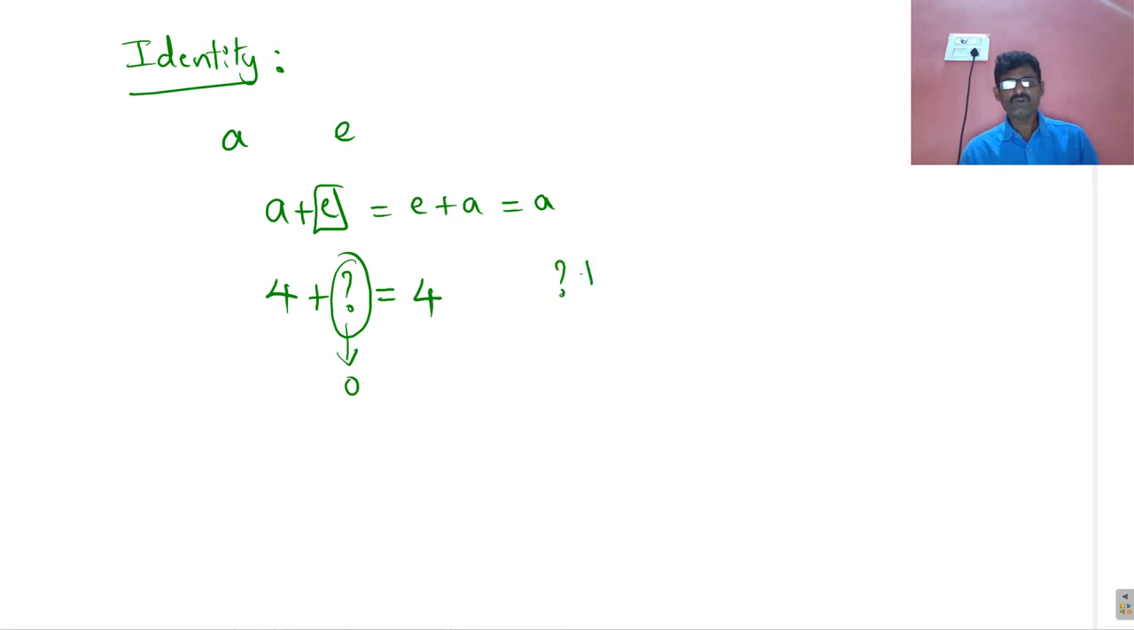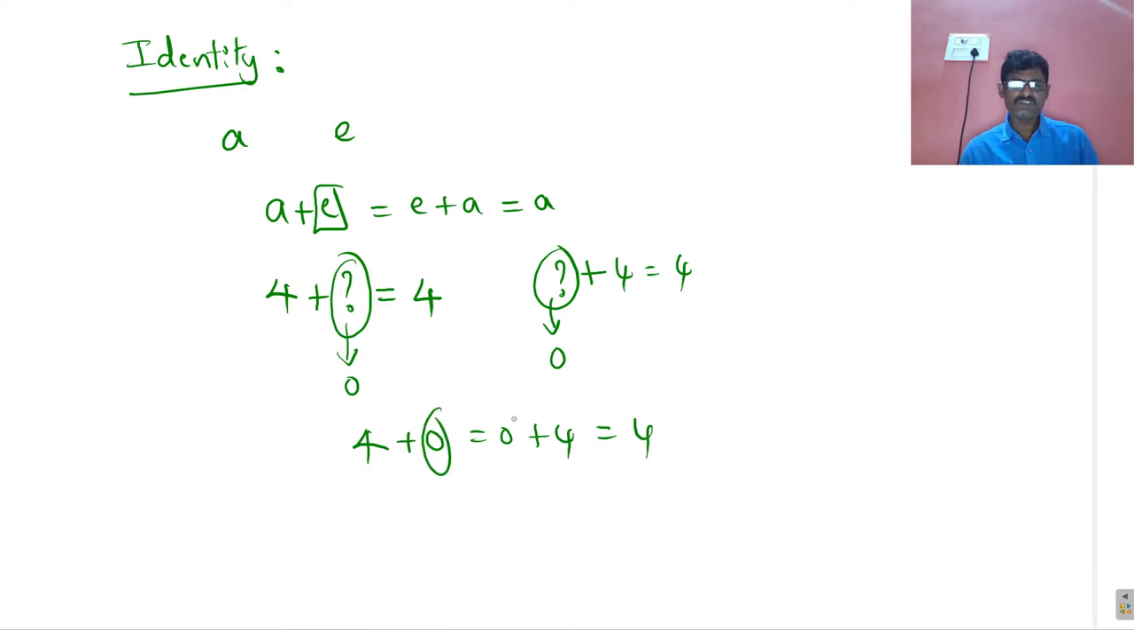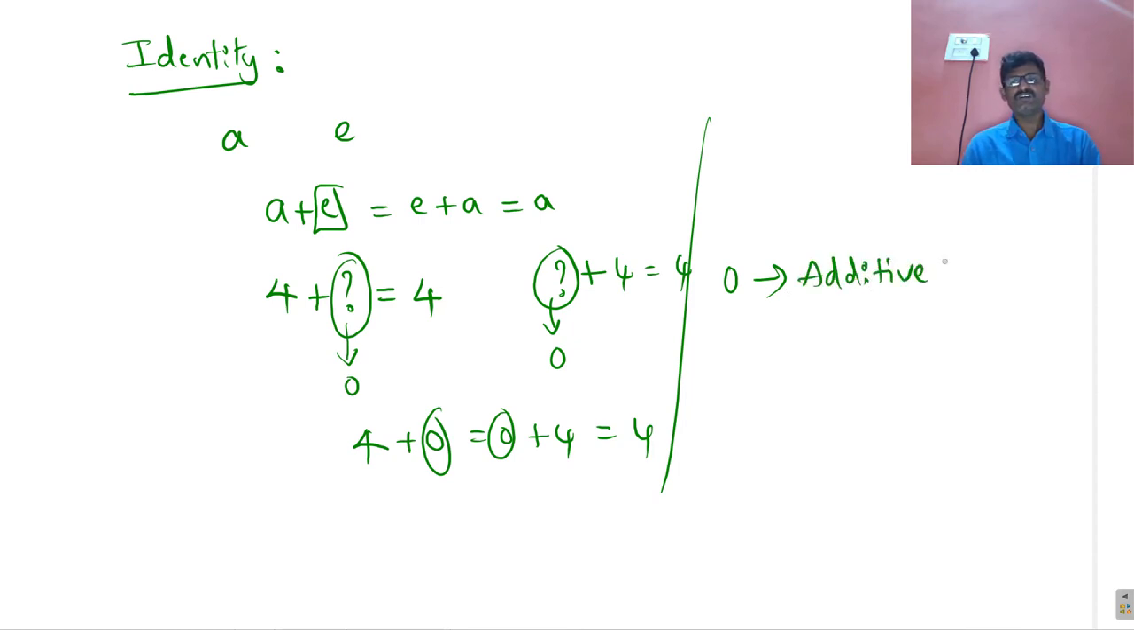Similarly, if question mark plus 4 equals 4, how can we get this? Only when in the place of the question mark we have 0. So we can say 4 plus 0 equals 0 plus 4 equals 4. Now check whether this element 0 is in natural numbers or not. 0 is not there in natural numbers, so there is no identity element in natural numbers. Here 0 is called the additive identity.